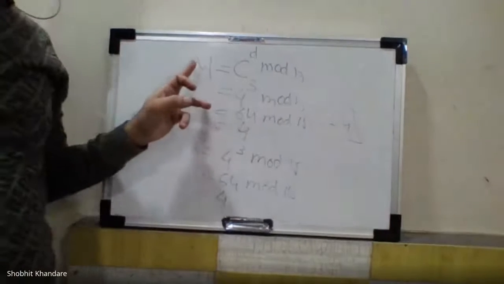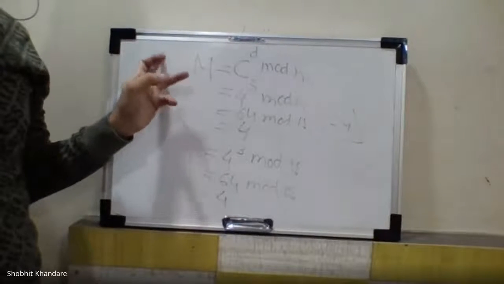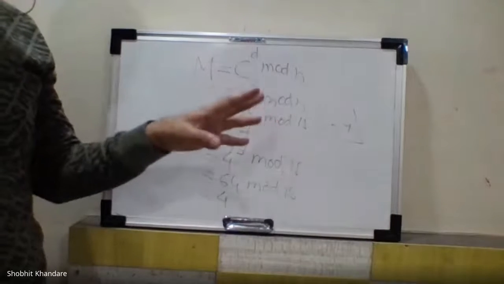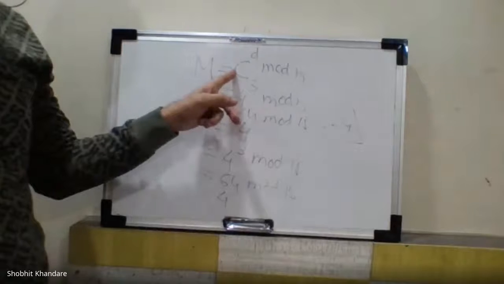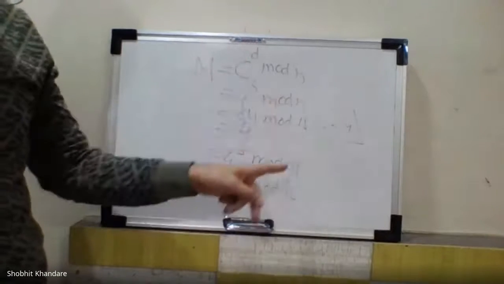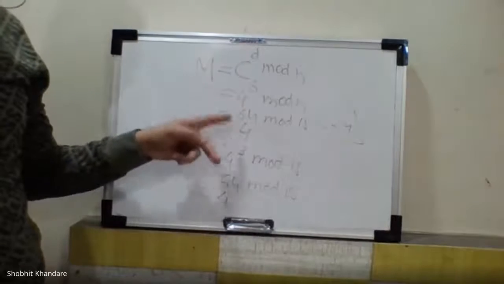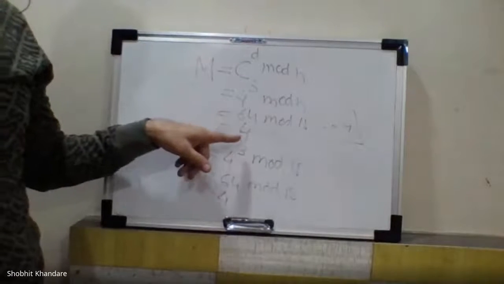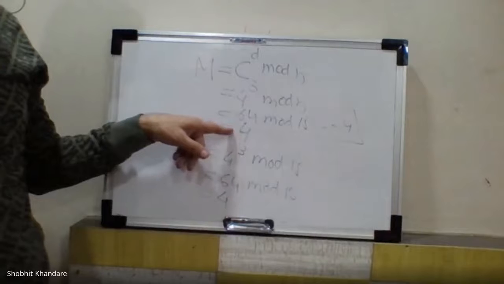So previously I assumed the plain text value as 4. With that I got the ciphertext as 4. Now in recovering the plain text, I have taken the C value as 4, D as 3, and N as 15. Here also I am getting M equals 4. So whatever I assumed in the plain text, the same thing I am getting here at the receiver side, the recovered text. Okay.